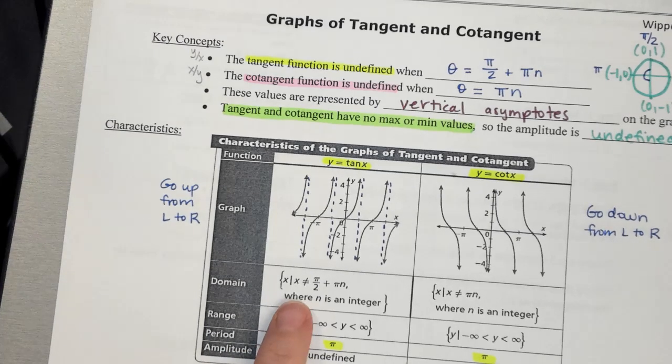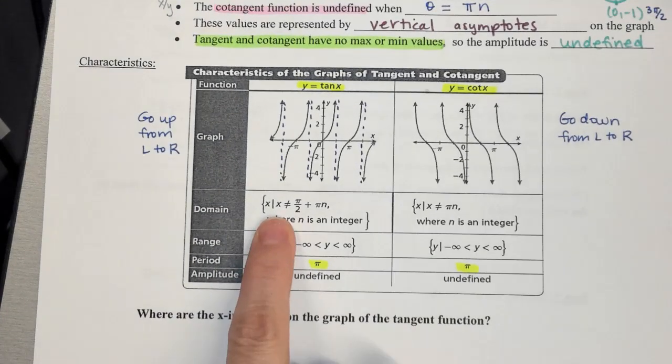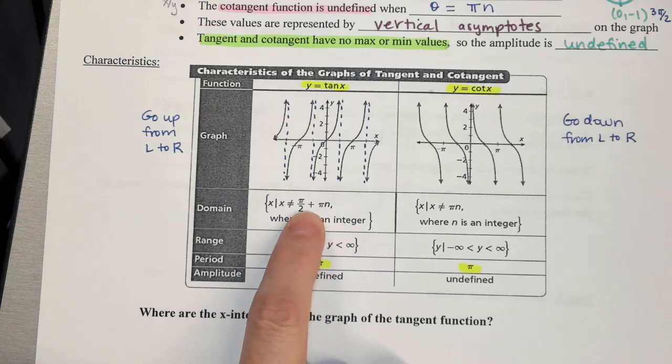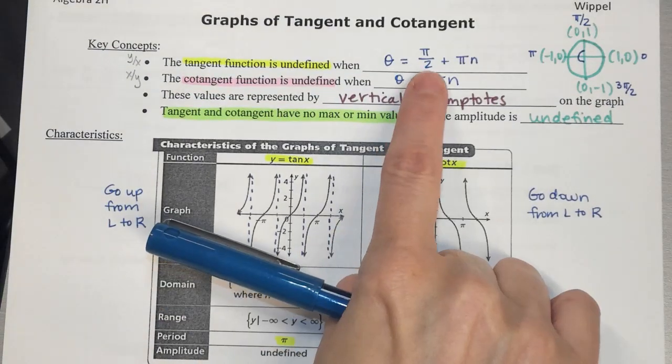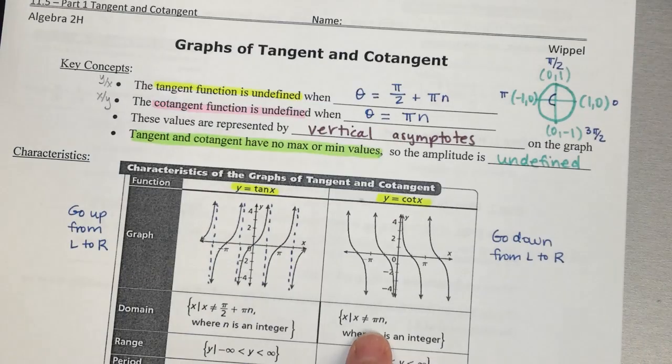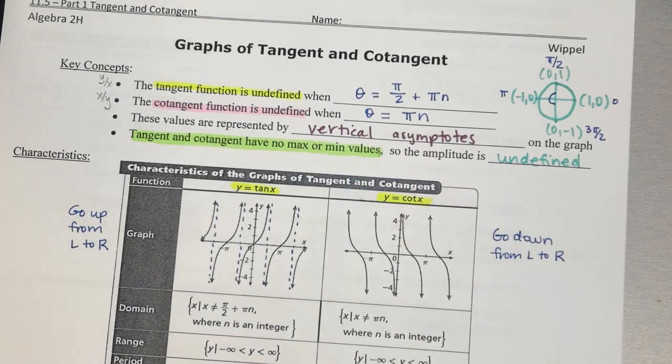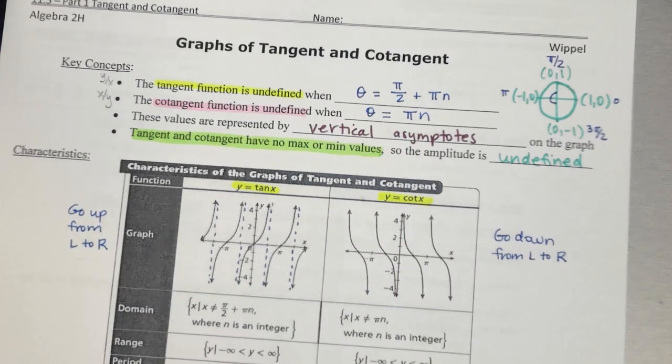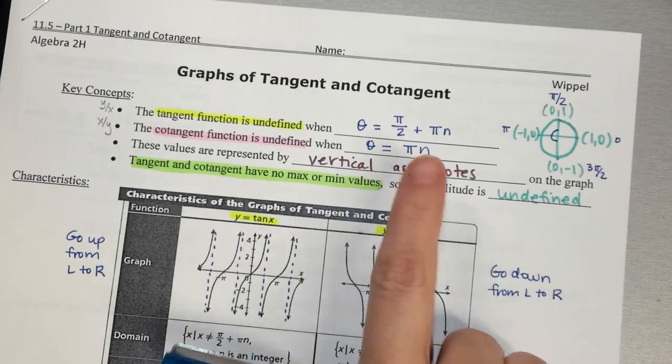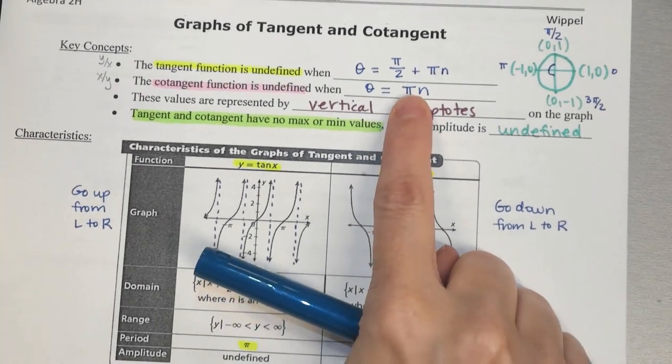Okay, now if you look at the domain, the only thing excluded from the domain is pi over 2 plus pi n, because that's where it's undefined. Okay, and for this one, the domain can't include where it's pi n, because that's where it's undefined. All right, so then let's put in where we have asymptotes for cotangent.